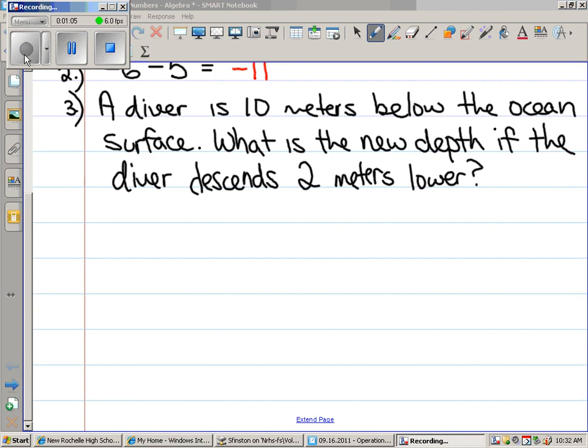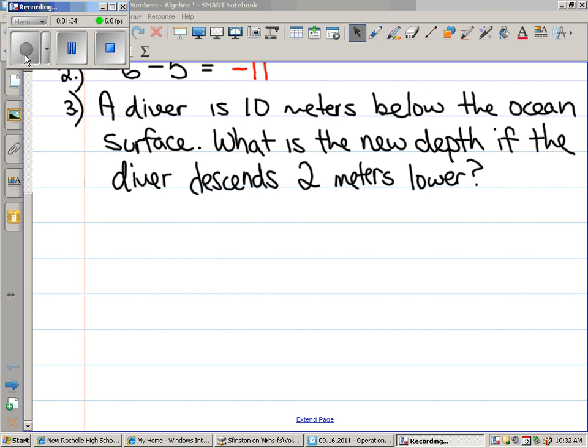So let's try question number 3. A diver is 10 meters below the ocean surface. What's the new depth if the diver descends 2 meters lower? One strategy you can do with word problems, if you have no idea what's going on, is to draw a picture of what you think is going on here. You might actually earn some points for it. Let's draw a picture of this.